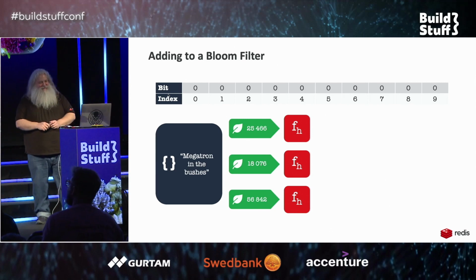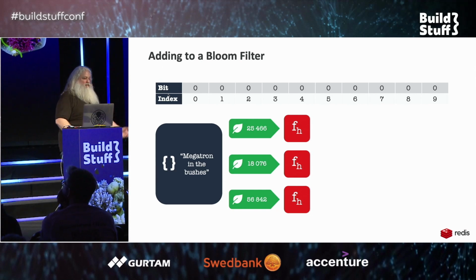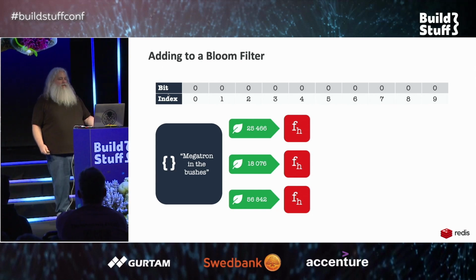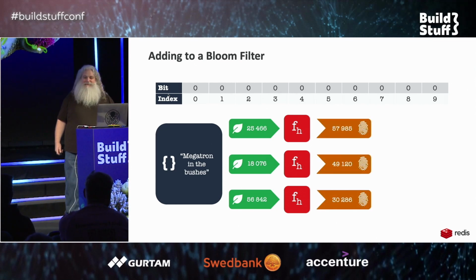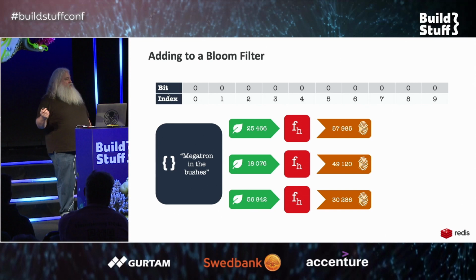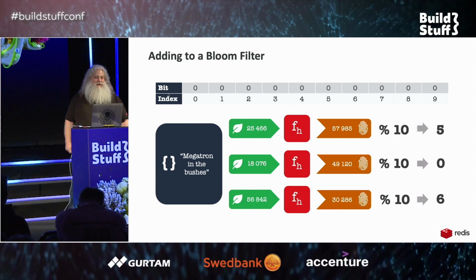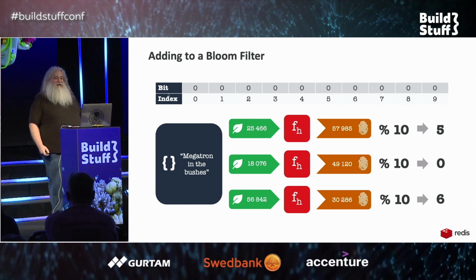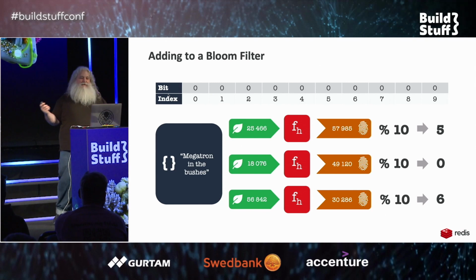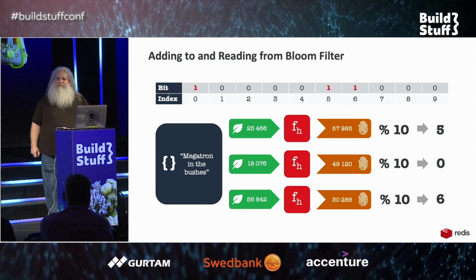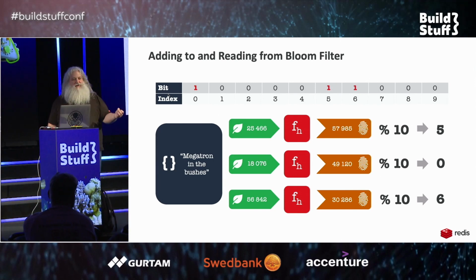Megatron in the bushes. So we want to know if we've seen Megatron in the bushes before or not. And so we want to add it to our Bloom filter. So what happens is we take the data in Megatron in the bushes, we run it through our hashing functions, and get our hash values. And then we modulus it, just like we did with the hash table, with the width of our bit array. So in our case, that's 10, giving us indices into that bit array. And then we set them to 1. And that's it. Now the Megatron in the bushes is in the Bloom filter.